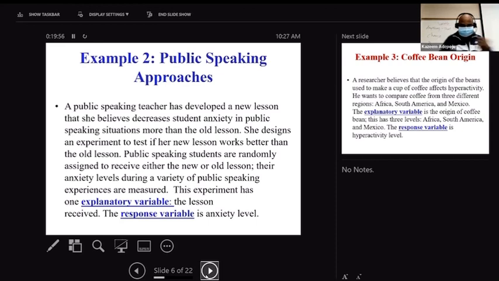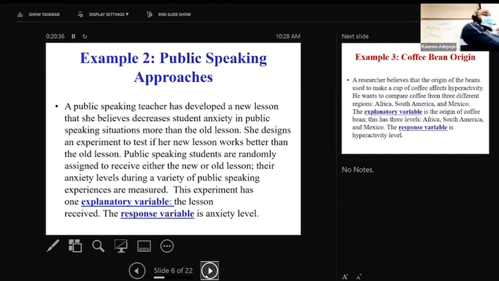When we take a look at this right now, of course, the explanatory variable will be the type of lesson received. But let me tell you this. A variable can be continuous or categorical. The explanatory variable here is categorical. Why do I say categorical? Because we have more than one level. We got two types of that. That's a categorical explanatory variable.